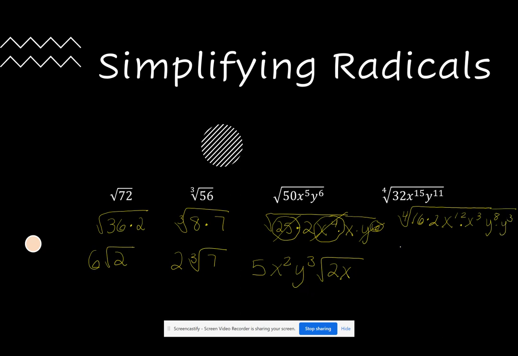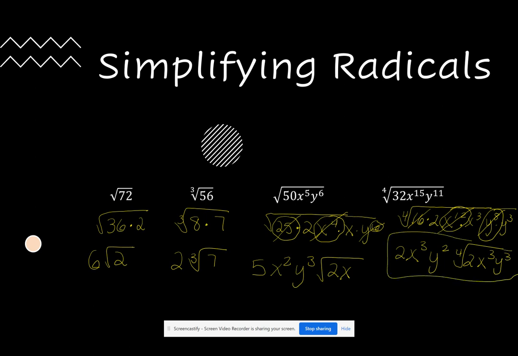So the fourth root of 16 is 2. Done with that one. 12 divided by 4 is x cubed. 8 divided by 4 is y squared. And then under the fourth root, we're left with 2x cubed. So that's how we're going to simplify all of our radicals. We're going to be using that when we do our operations as well.